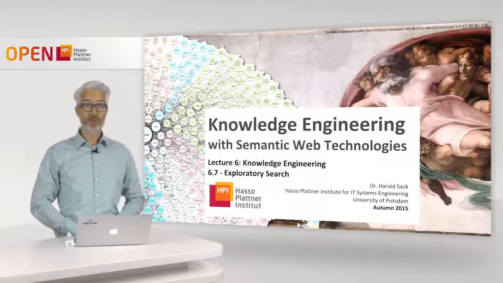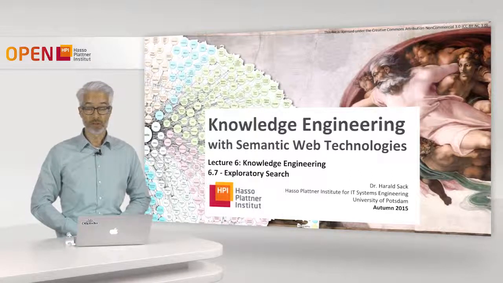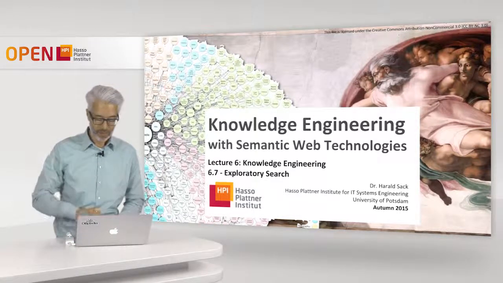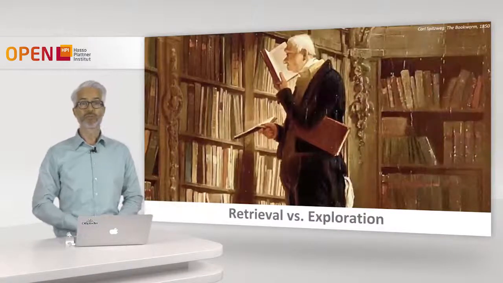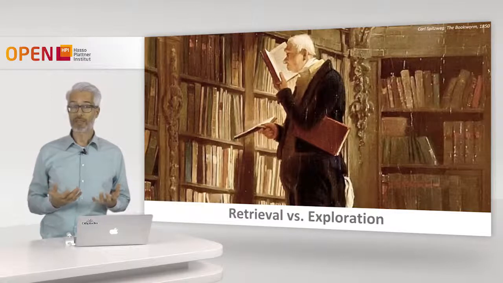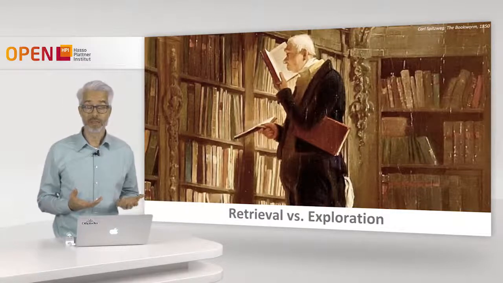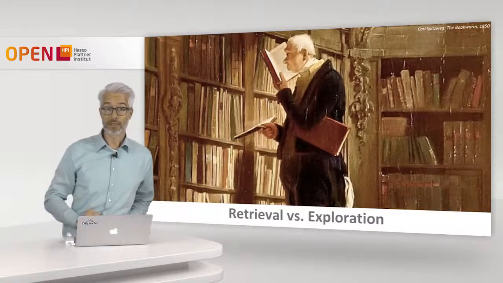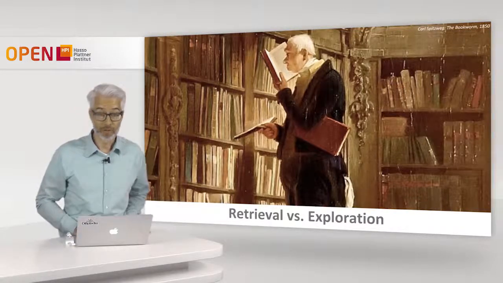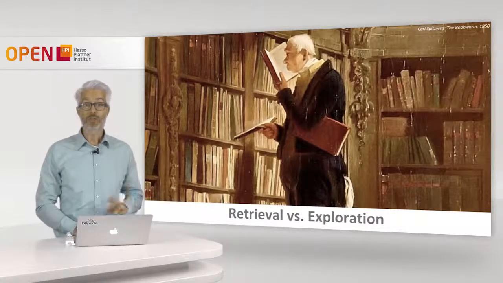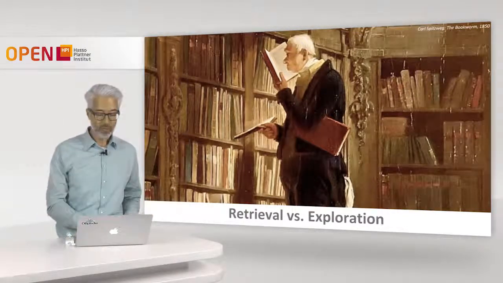And today we want to talk about exploratory search as an extension of traditional search and an extension of semantic search. For that, we are trying first to explain what exploration or exploratory search really means. And for that, of course, we are using traditional examples, like, for example, in a library. And first, we want to look at to distinguish what is retrieval versus exploration.